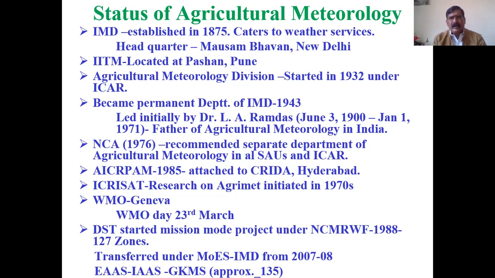More zones in India, near about 325 to 350 districts in India, and also different Krishi Vigyan Kendras were started in India. They provided a subject matter specialist, an agrometeorologist. In this way, agricultural meteorology is now working all over India on a mass scale.